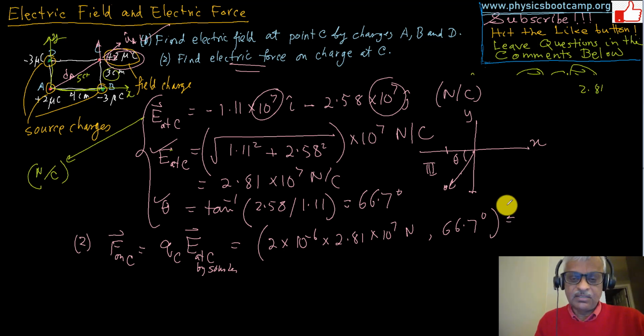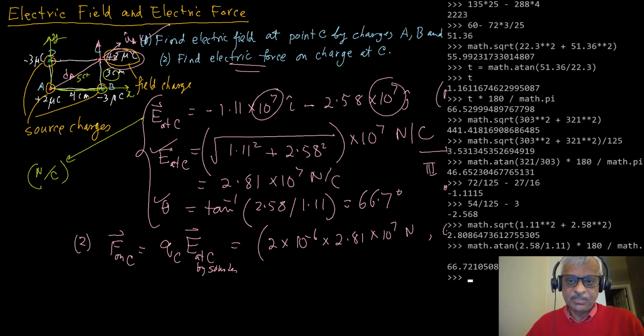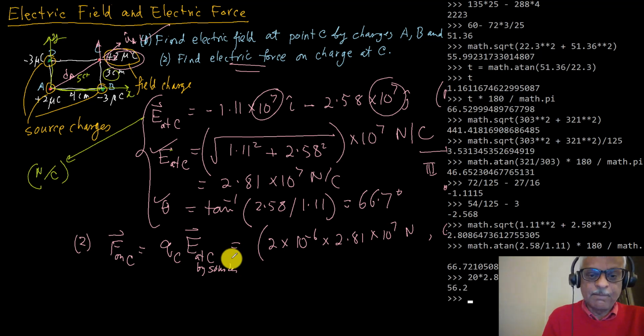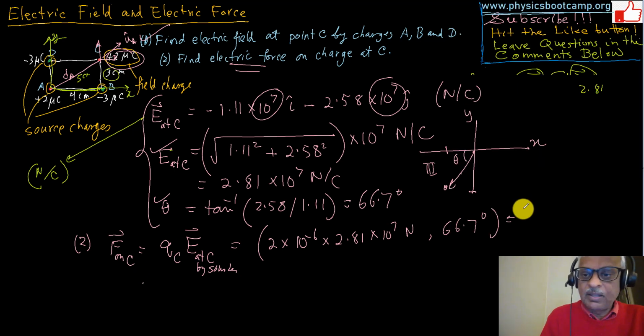And so that turns out to be, let's see, it's 10 times whatever the number to multiply, let's multiply it. So 20 times 2.81, I should have done it in my head, 56.2 newtons. So this is equal to 56 newtons, comma, 66.7 degrees.